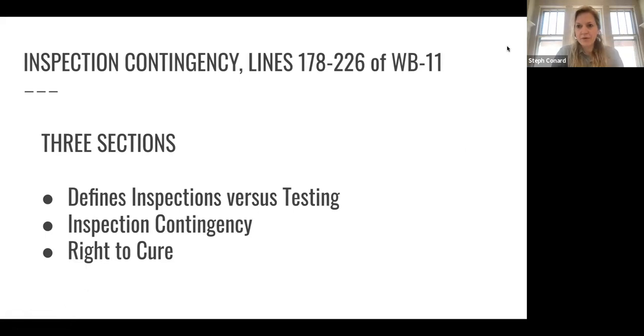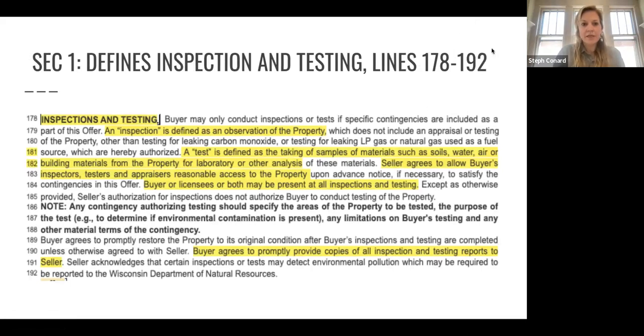Here we go. Okay. So first up, the first section, as I said, defines inspections versus testing. So I'm just going to read through this. Starting at line 178: buyer may only conduct inspections or tests if specific contingencies are included as a part of this offer. So that's just a provision for the buyer. An inspection is defined as an observation of the property, which does not include an appraisal or testing of the property other than testing for leaking carbon monoxide, testing for leaking LP gas, or natural gas used as a fuel source, which are hereby authorized.